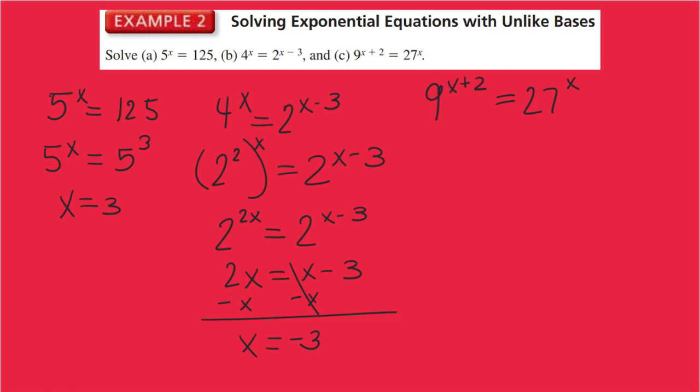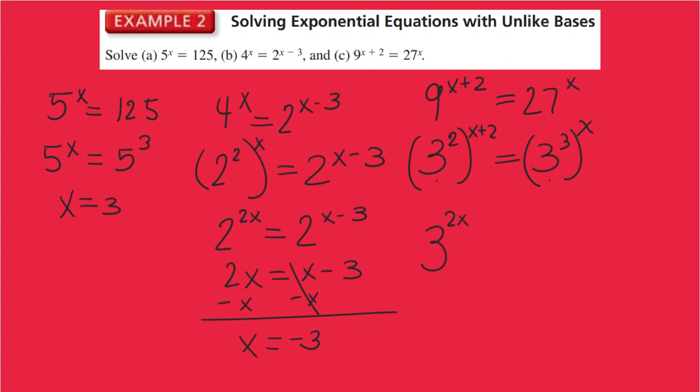So in this case, I need to find a common base. And I know that 3 to the power of 2 gives me 9. So 3 squared, to the power of x plus 2, equals 3 to the power of 3 gives me 27, to the power of x. So I already know that I have the same base. Distribute my 2 to each term, so I'm left with 3 to the power of 2 times x, which gives me 2x.